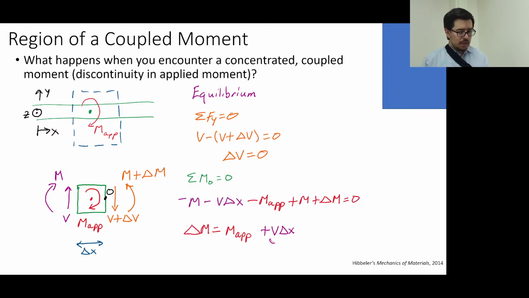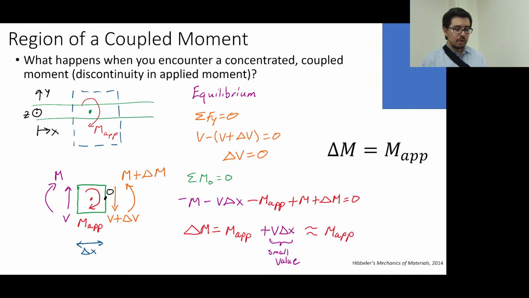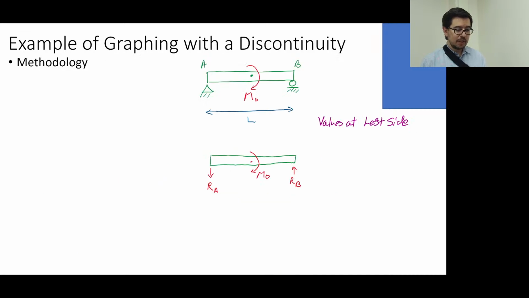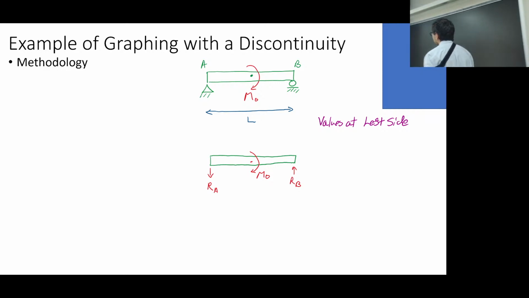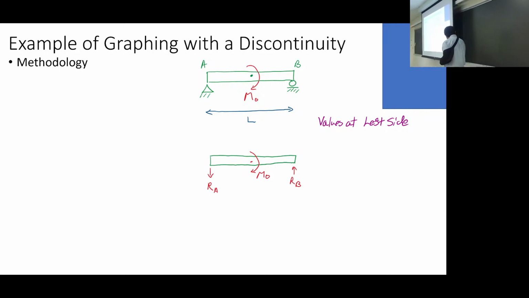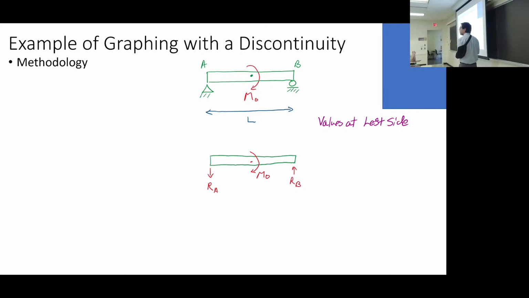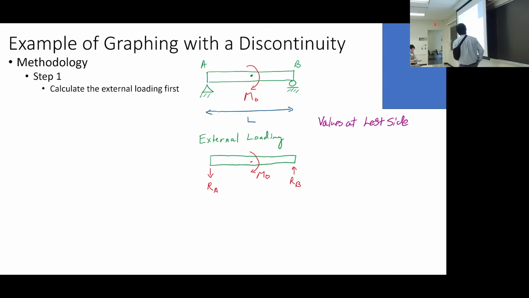Now, what does a more complicated problem look like? Well, maybe something like this. Now we've got reaction loads on either end, and we write them out, and we're first going to attack the external loading. And then we're going to look at the values of the left and the right sides.